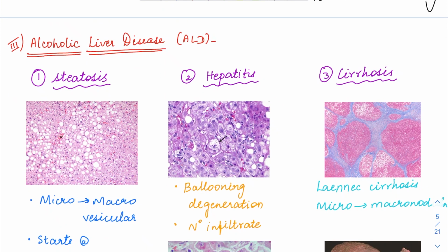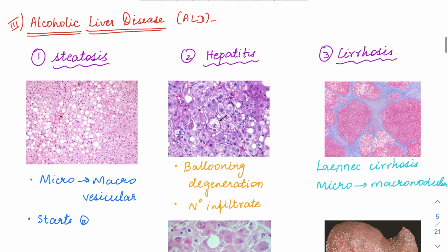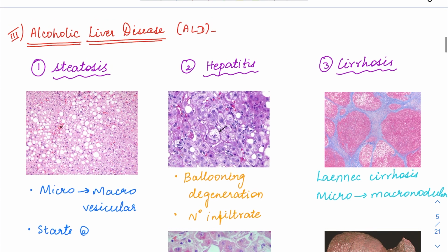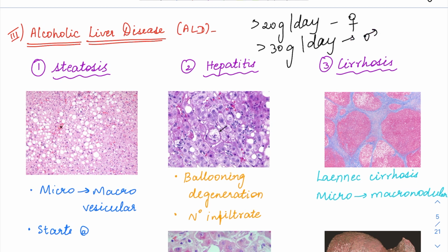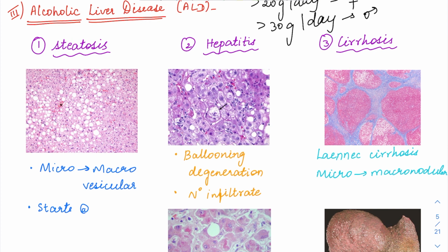So let's start with the causes of cirrhosis, starting with alcoholic liver disease. Alcoholic liver disease is when the person is consuming more than 20 grams of alcohol per day in women or more than 30 grams of alcohol per day in men. This persistent consumption of alcohol on a daily routine basis is going to affect the liver.